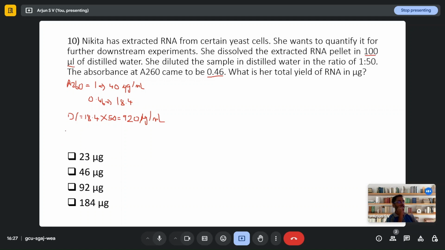So the final yield will be 920 microgram per ml into 100 microliter, which is 0.1 ml. So you convert it into ml so that your units will get cancelled. So your ml and ml get cancelled. So 920 into 0.1 is 92 microgram. So your correct answer will be 92 microgram.